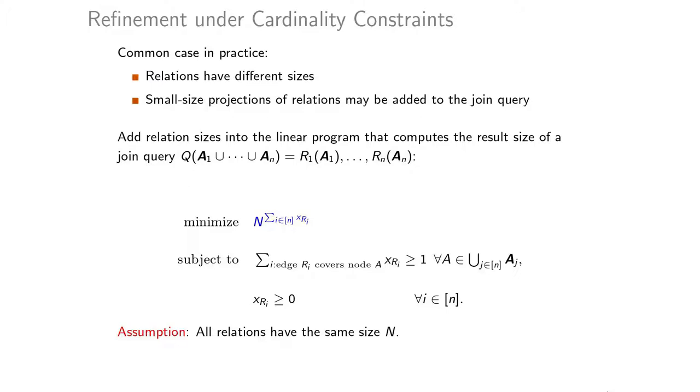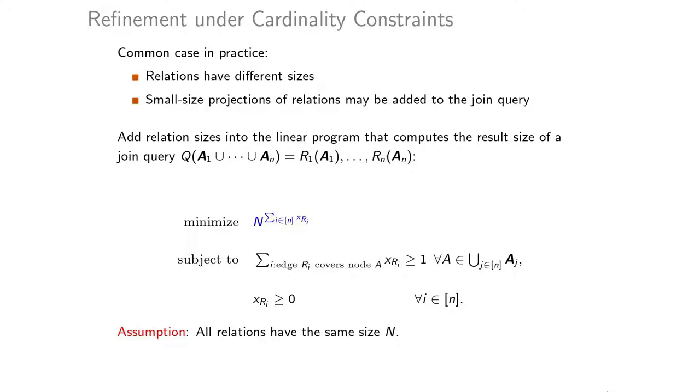Well, instead of minimizing the sum of the weights, let's minimize n, which is the size of each relation, to the power of the sum of the weights. It's the same problem, where n is just the actual same for all relations, right?